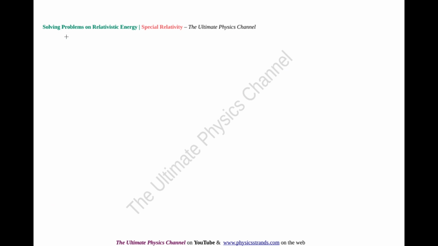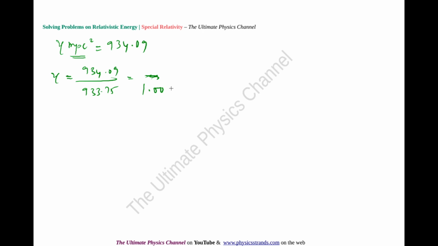That would be, when we worked out gamma m_p c squared, the total energy of the proton. That is 934.09. And from there again you can calculate the gamma for the proton by taking the ratio of this 934.09 over the rest mass energy of the proton. That turns out to be 1.0004 now for the proton.